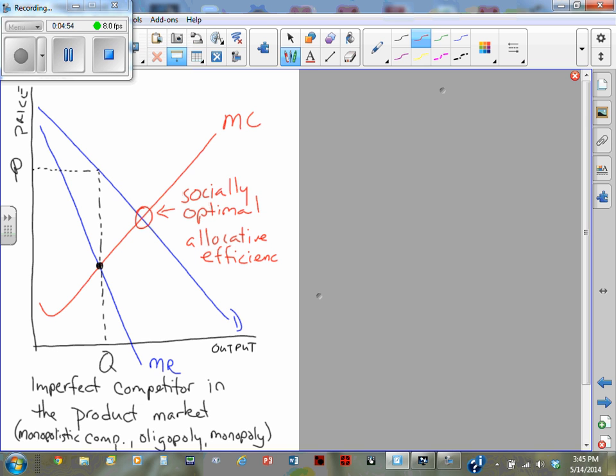and productively efficient. We will never be productively efficient as an imperfect producer because even at long run break even, which remember would mean our price is equal to our ATC.